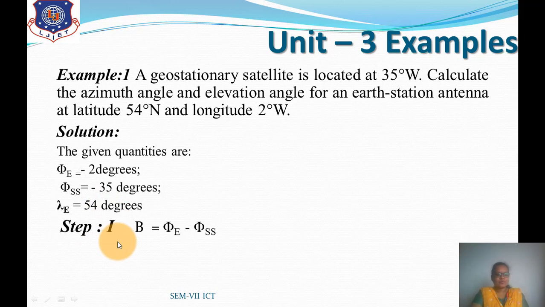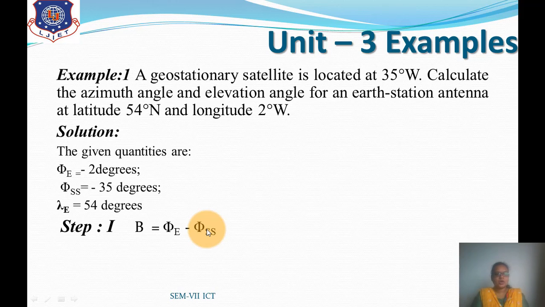Now step 1 is to calculate capital B, that is equal to phi E minus phi SS. These examples we have seen in lecture number 9 of satellite communication, in which we discussed the examples on antenna look angles. And the theory was based on lecture number 8. So if you have any doubt, refer to lecture 8 and lecture 9 for these examples, and then only follow this video.